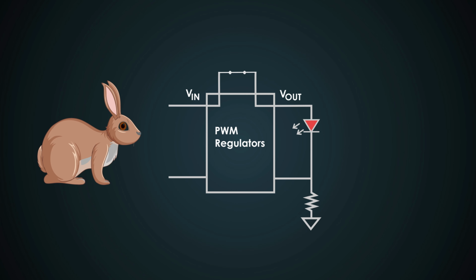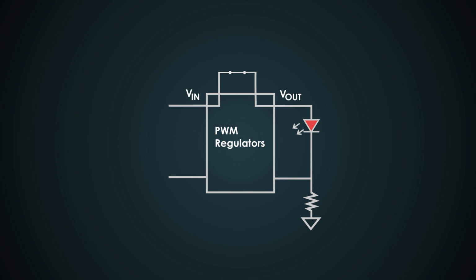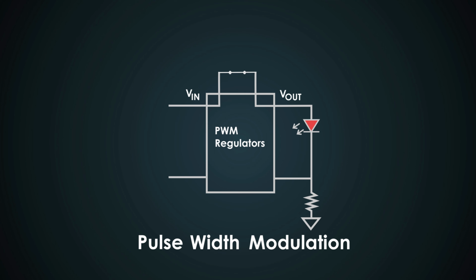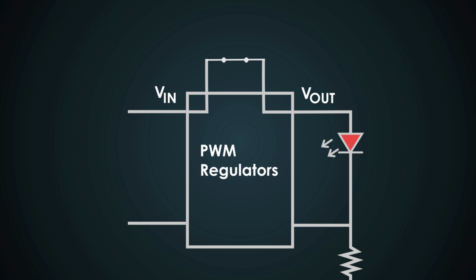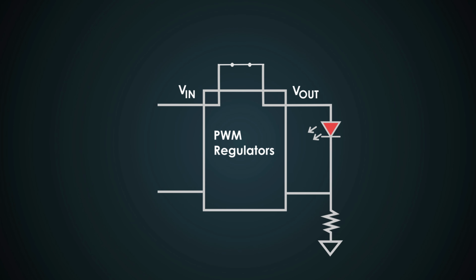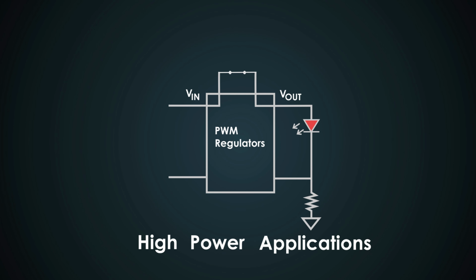But PWM regulators are the rabbits of the race. PWM stands for pulse width modulation. Instead of wasting energy, they switch the LED on and off very quickly. This rapid switching controls the average current and hence the brightness. PWM drivers are much more efficient and are ideal for high power applications. We have already seen constant voltage regulators and switching regulators in many of our older videos. You can check more by clicking on this card.